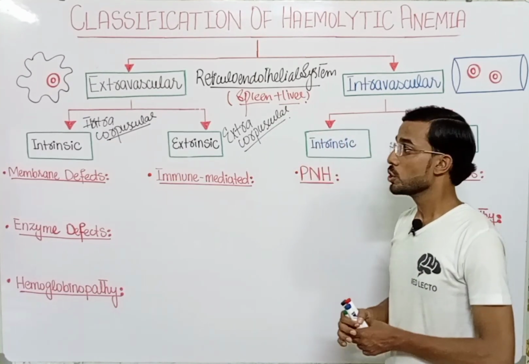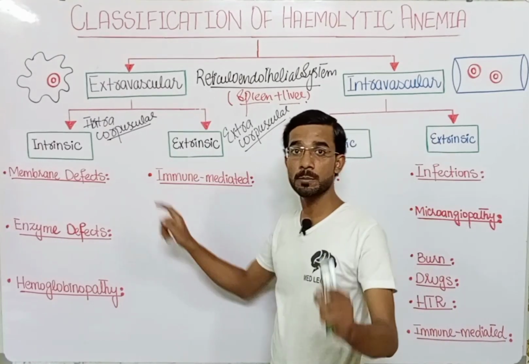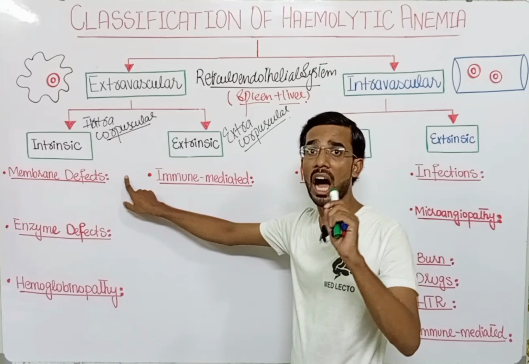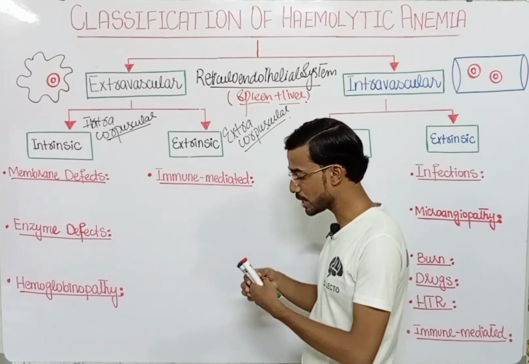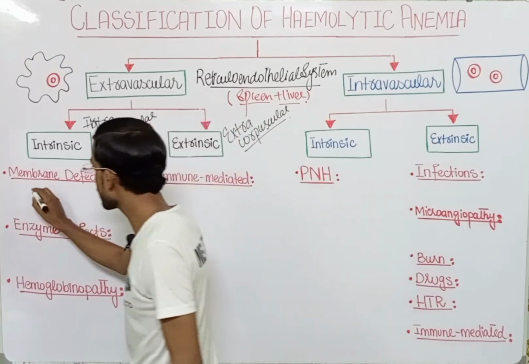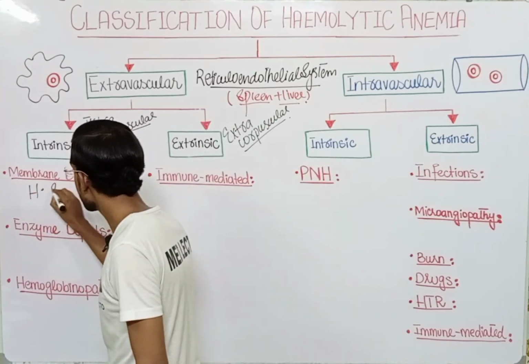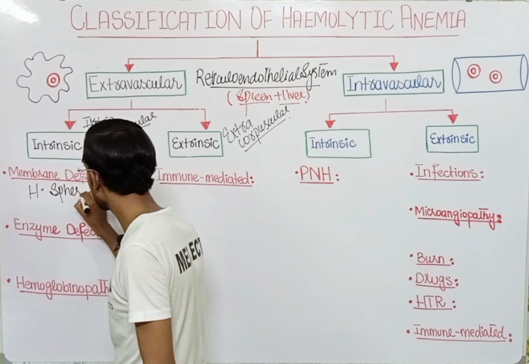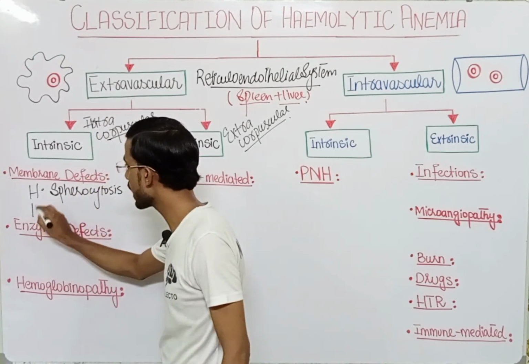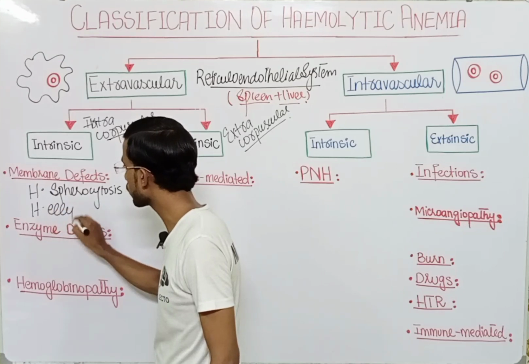So the most important defect present inside the RBCs is the membrane defect, a defect of the RBC membrane. In that situation, you see two important conditions. The first one is hereditary spherocytosis, and the second one is hereditary elliptocytosis.